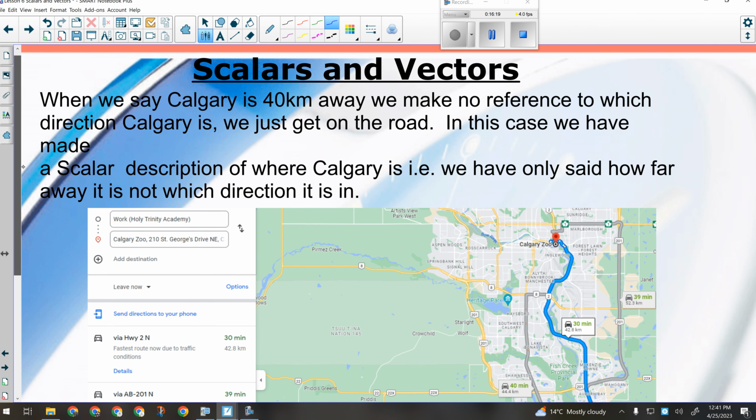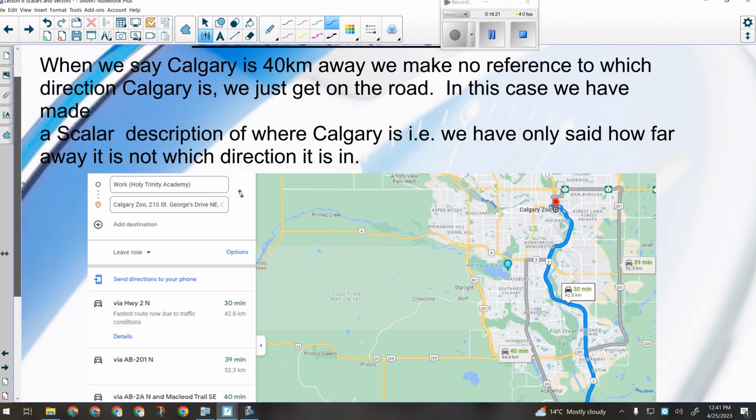All right, so if we say Calgary is 40 kilometers away, we make no reference to which direction Calgary is in. We just get on the road and we follow the signs. In that case, we've made a scalar description of where Calgary is. Okay? We have only said how far away it is, not what direction.